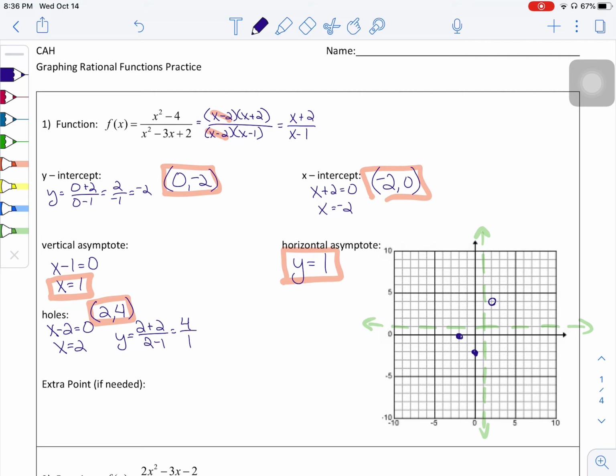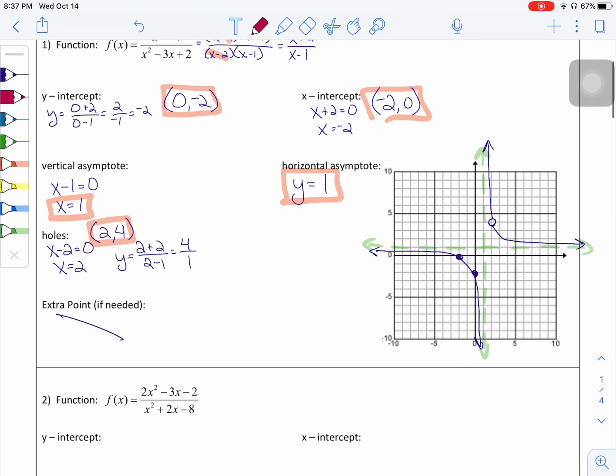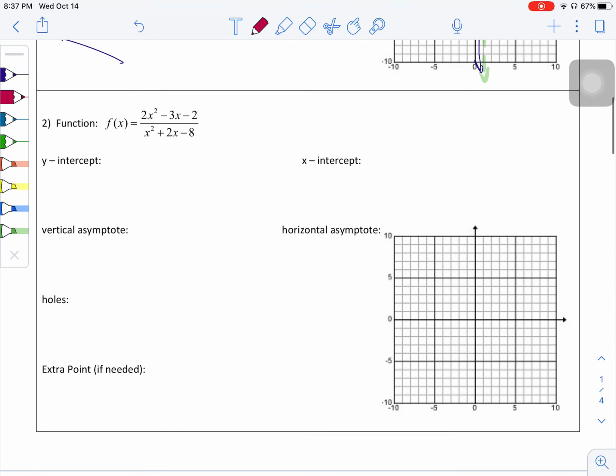So no extra point needed. All right, just draw in the curve. I should say curves plural because there are 2 of them. Make sure when you are approaching the discontinuity, the hole in the graph, that you don't actually draw through the open circle. You left it open for a reason. Okay, so problem number 1 is done. I'm going to slide on down to number 2 here.